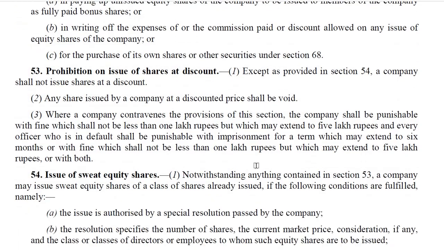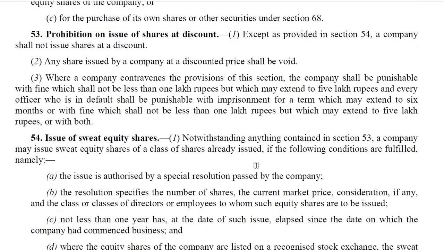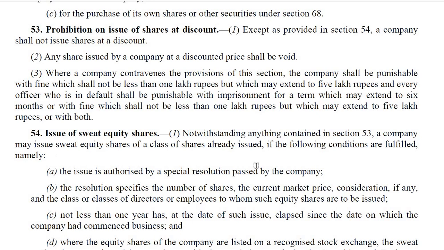A prohibition on issue of shares at discount. According to section 58, there are certain provisions which prohibit issue of shares at a discount. Except as provided in section 54, a company shall not issue shares at a discount. Any share issued by a company at a discounted price shall be void.